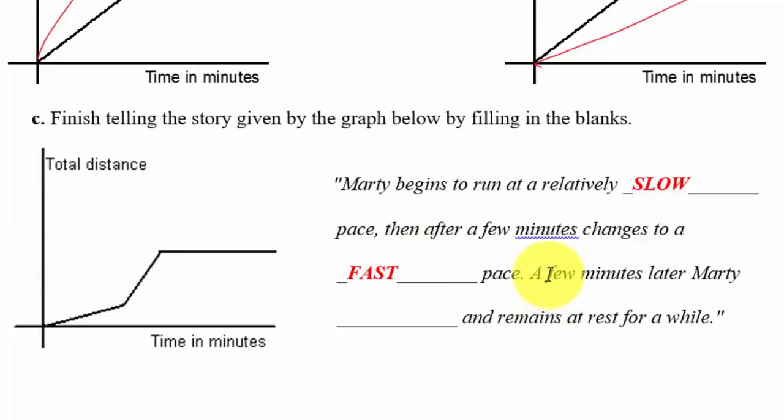And then a few minutes later, Marty, well, see this, my total distance is not increasing or decreasing. This is a horizontal line. So as time goes by, his distance is not increasing or decreasing. So that must mean he stops. Okay, so I think this makes sense. Let's look at part D.